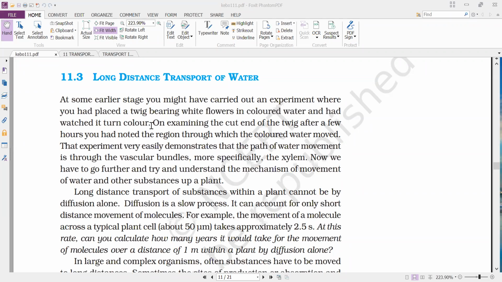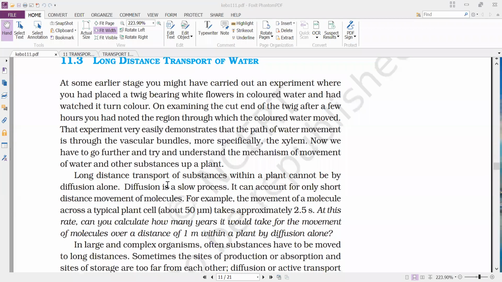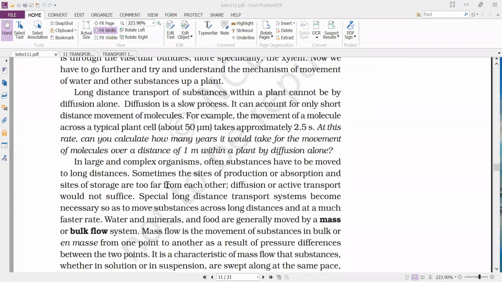Now we have to go further and try to understand the mechanism of movement of water and other substances in a plant. That means we'll now discuss how the water and the substances dissolved in it are transported from the lower part of the plant to the upper part of the plant body. We'll discuss in detail how long distance transport occurs.